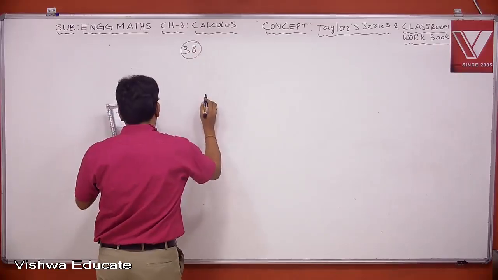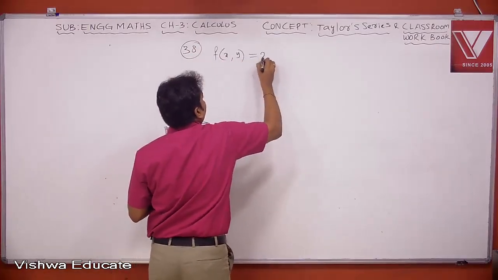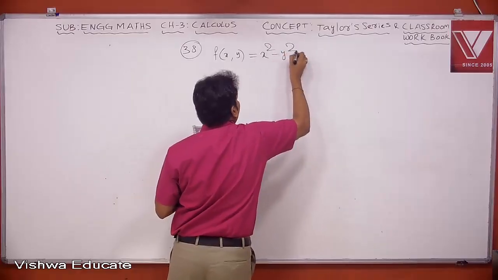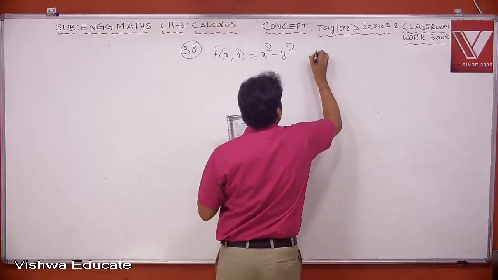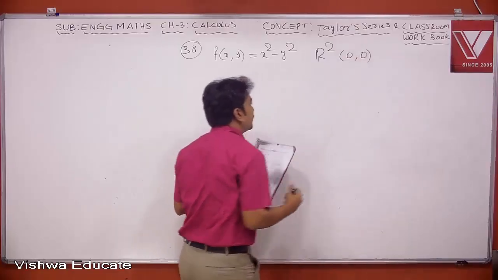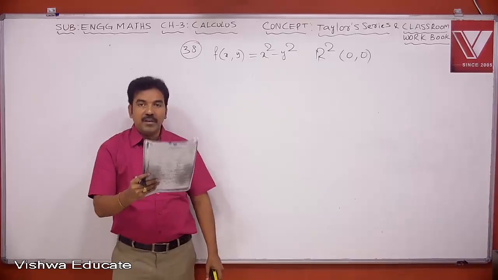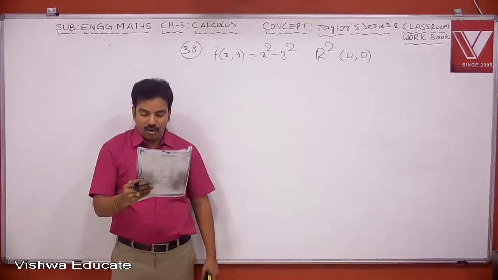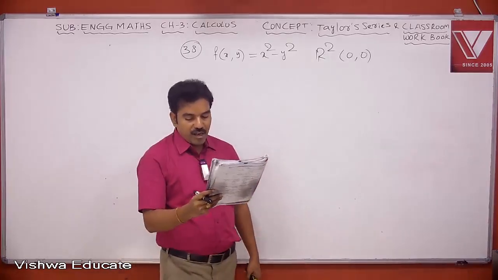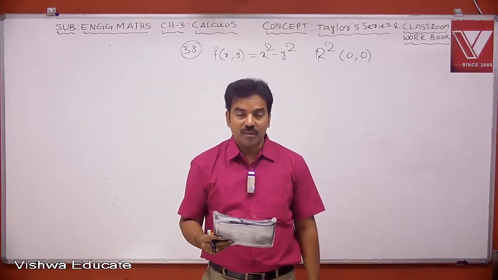Question number 38. For the function f of x comma y equal to x square minus y square defined on R square, the point 0 comma 0 is: option A, a local minimum; B, neither a local minimum nor a local maximum; C, a local maximum; D, both a local minimum and a local maximum.